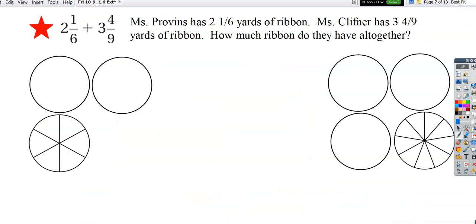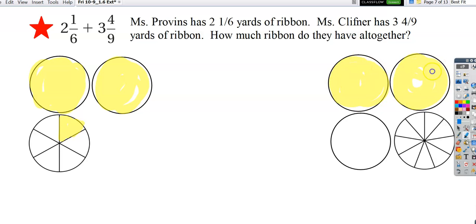So what I want you to do is pause this video and try these questions on your own. 2 1/6 plus 3 4/9. So you can see that this circle has been cut into 6. So this represents 2 whole, well, it's actually representing yards of ribbon. So this stands for 2 1/6. And then over here, we have 3 4/9.